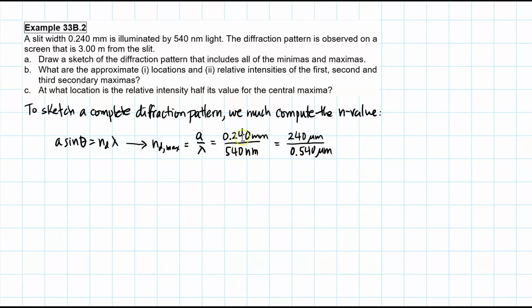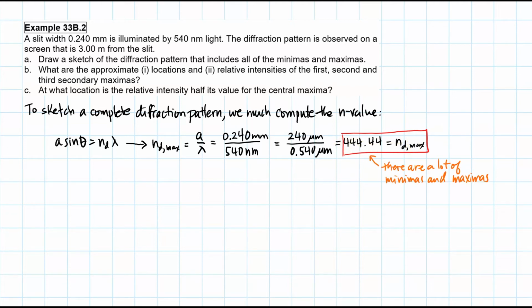Now note, I can convert 0.24 millimeters into microns, so it's now 240 microns, and I can convert nanometers into microns, which is 0.54, which gives us an n_d max value of 444.44. Clearly that is a very large number, so there are a lot of minima and maxima.